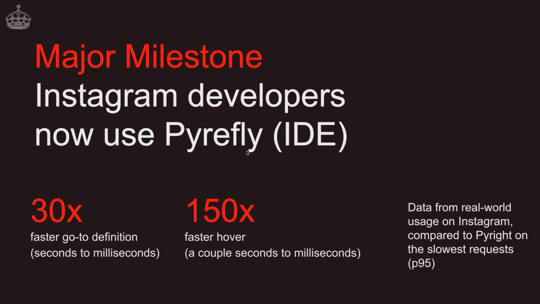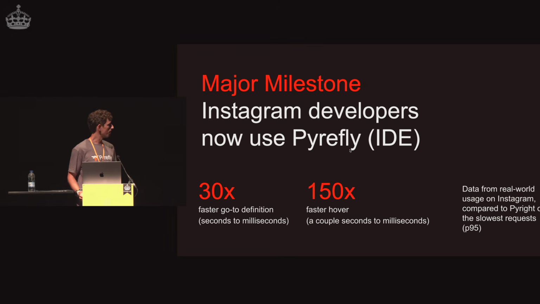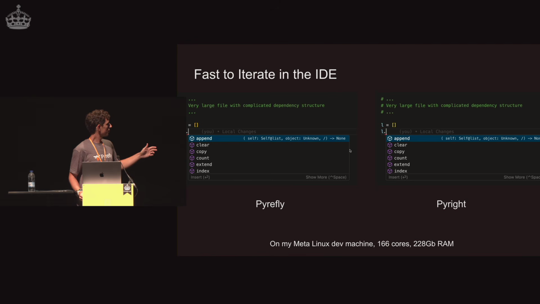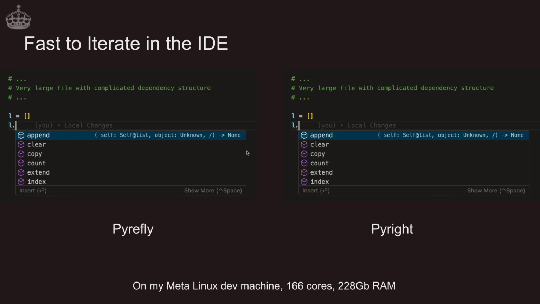Here are some stats on how fast we are compared to Pyrite. But since Instagram is such a huge code base, like I mentioned, seeing the difference between a couple seconds waiting on your IDE to milliseconds can be huge. If that doesn't make a lot of sense, let me show you a side-by-side between iterating in the IDE, waiting on completions from Pyrefly to Pyrite. Pyrite is really good. We used Pyrite for a long time. It just couldn't scale to the size of our Instagram code base.